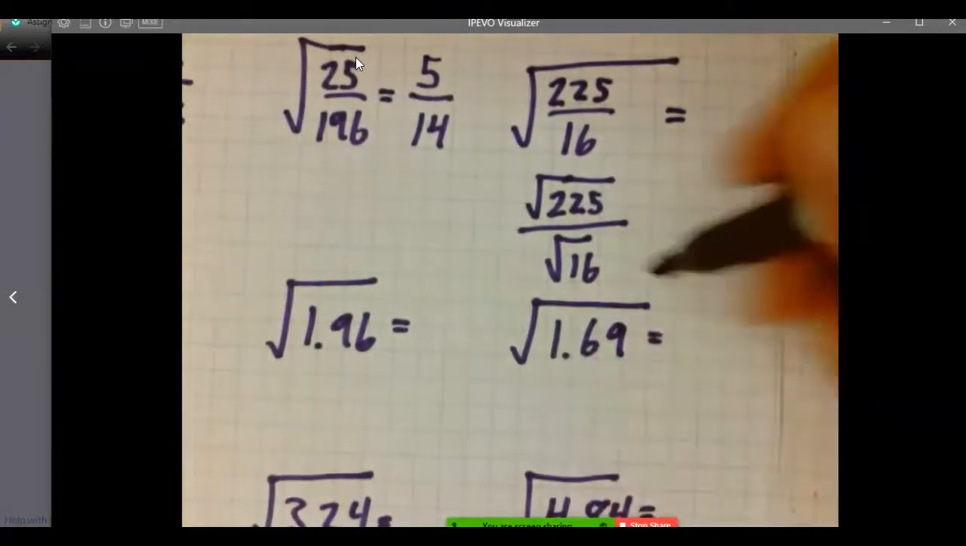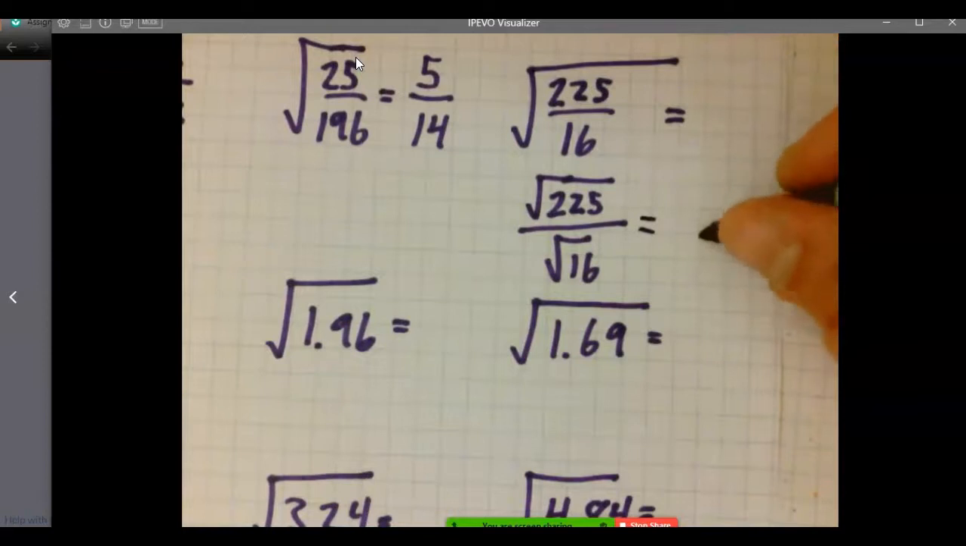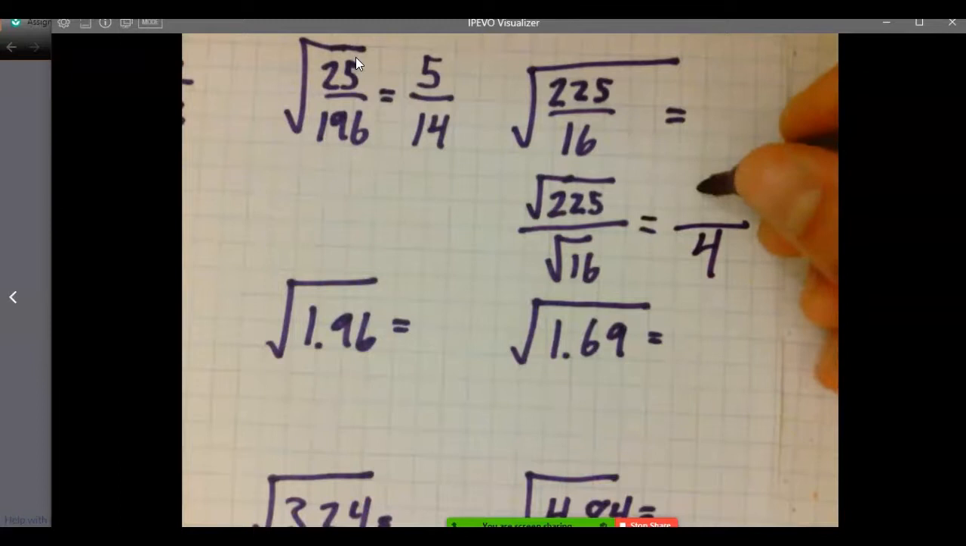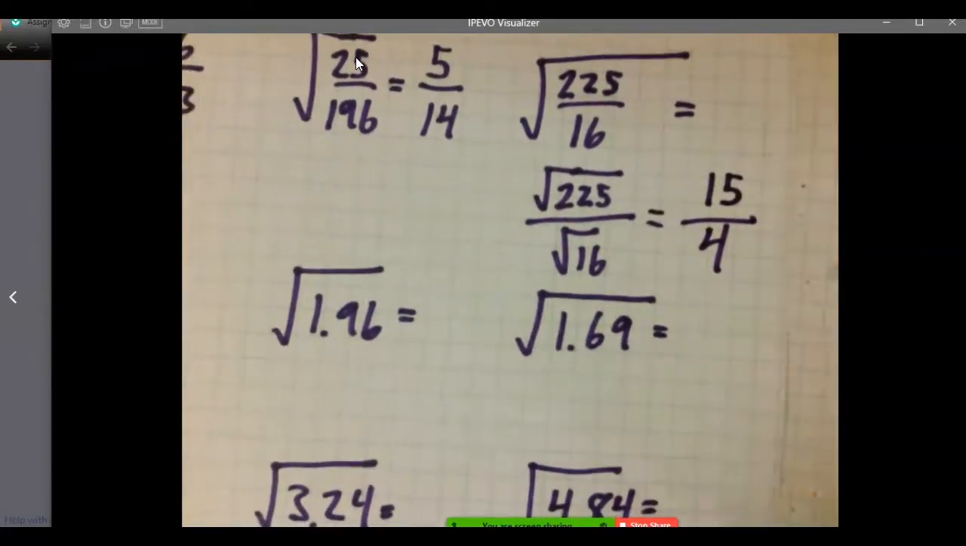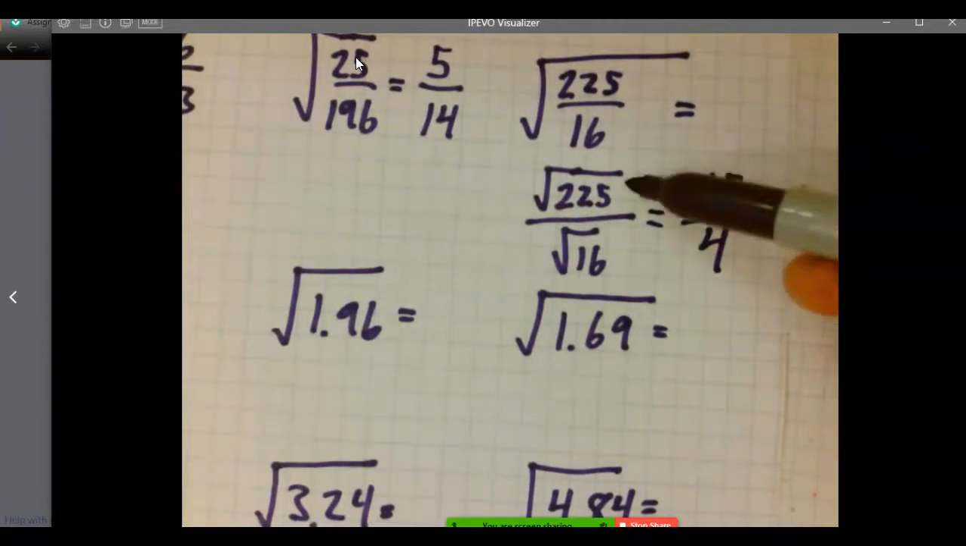So we already just talked about the square root of 16 on the bottom here would be 4. Anyone know the square root of 225? Just unmute, shout it out. 15. So if we check that, 15 times 15 equals 225.